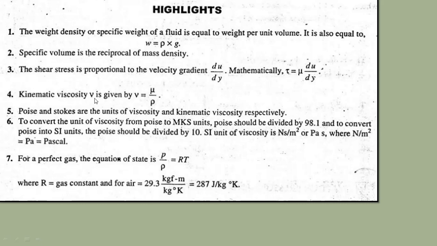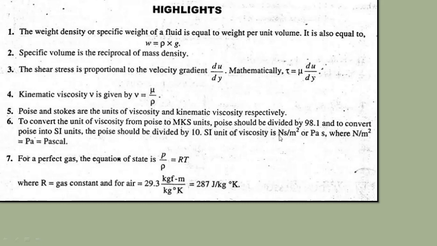Kinematic viscosity, small v, is given by v is equal to mu divided by rho. Poise and Stokes are the units of viscosity and kinematic viscosity respectively. Poise is the unit of viscosity, Stokes is the unit of kinematic viscosity. To convert the unit of viscosity from poise to MKS unit, poise should be divided by 98.1, and to convert poise into SI unit, poise should be divided by 10.